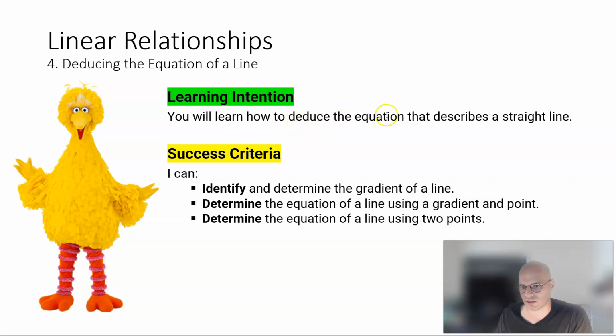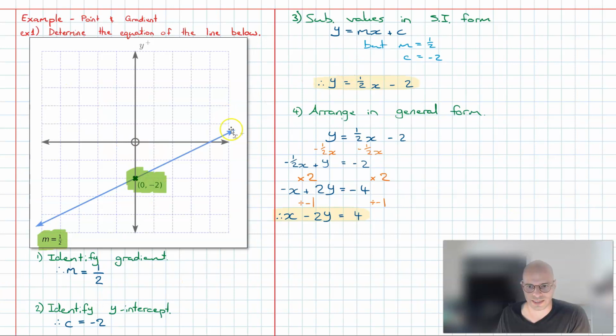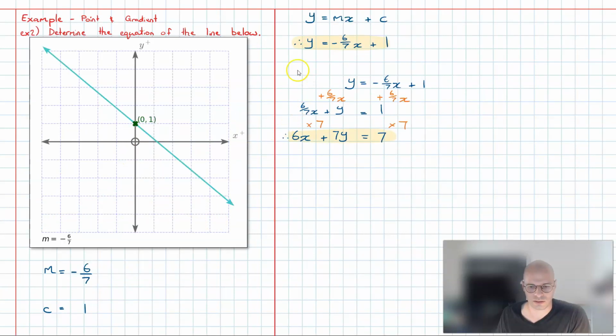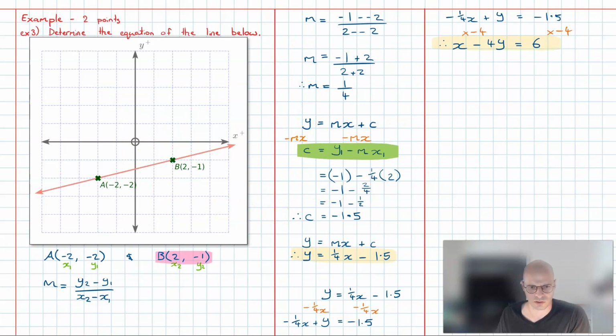So in summary, what we had a look at in this lesson was how we can deduce the equation that describes a straight line. By now, you should be able to identify and determine the gradient of a line. You should be able to determine the equation of a line using a gradient and a point. And finally, you should be able to determine the equation of a line using 2 points.